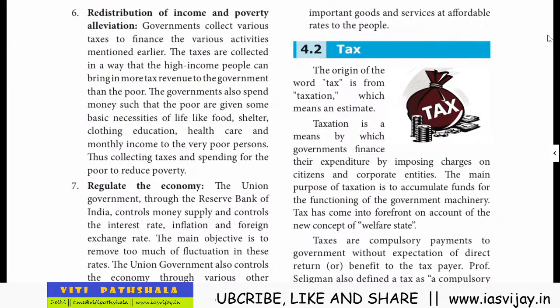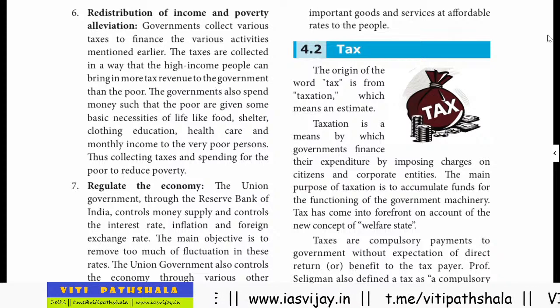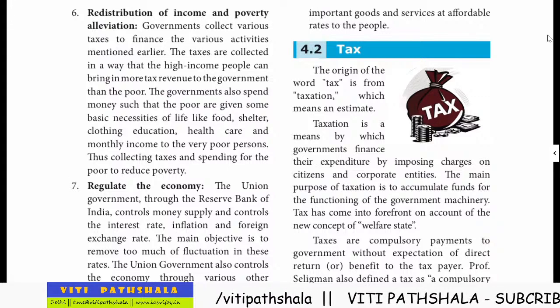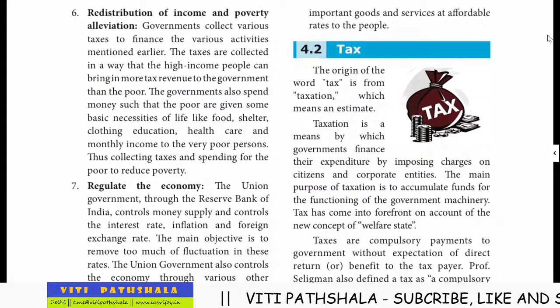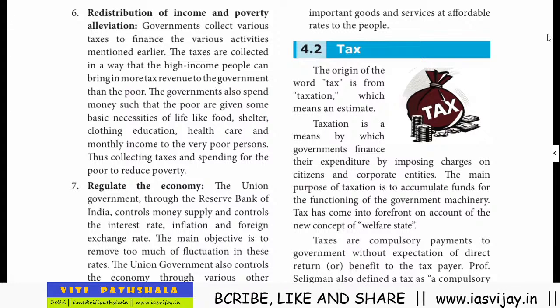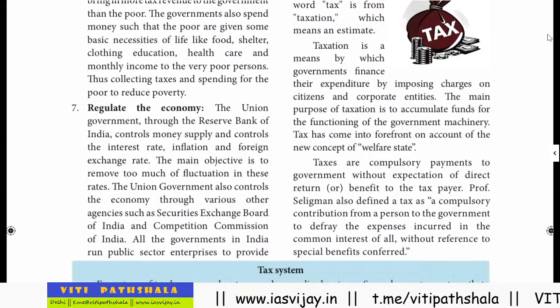Then the government also spends money such that the poor are given some basic necessities of life like food, shelter, clothing, education, healthcare, and monthly income to the very poor persons, thus collecting taxes and spending for the poor to reduce poverty.